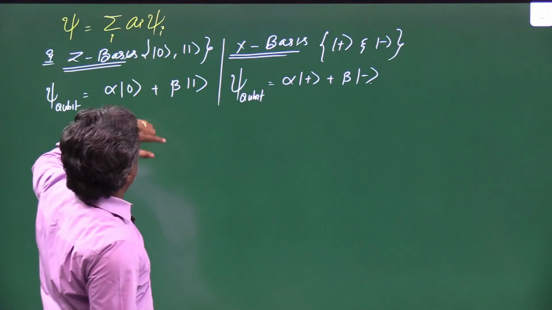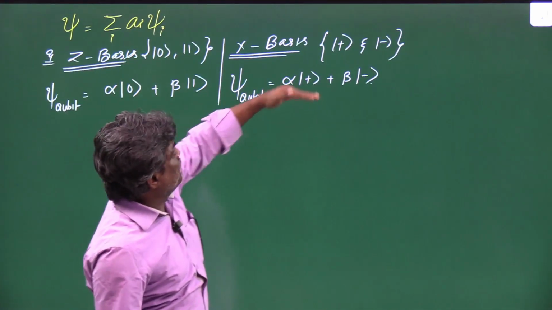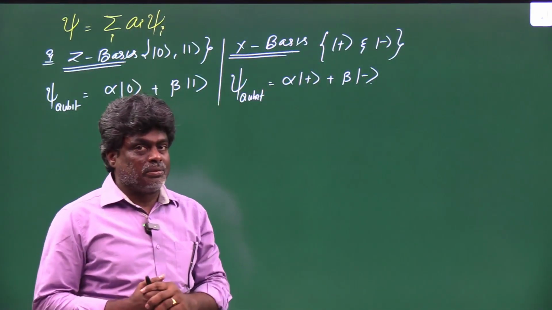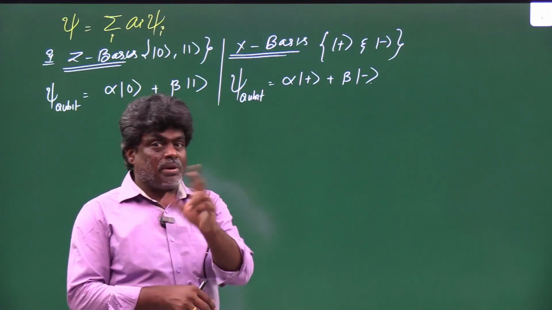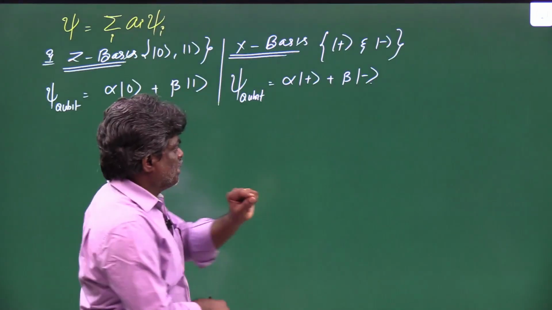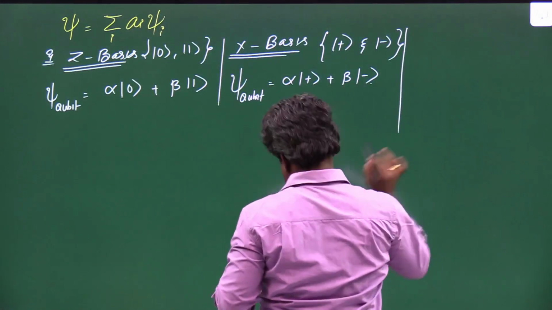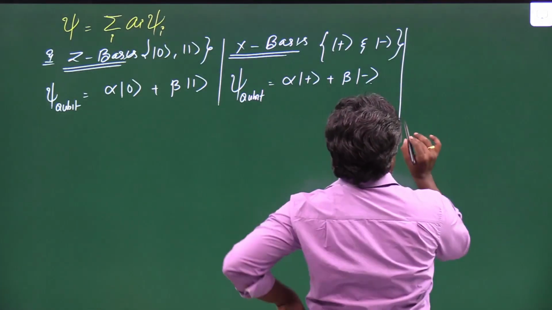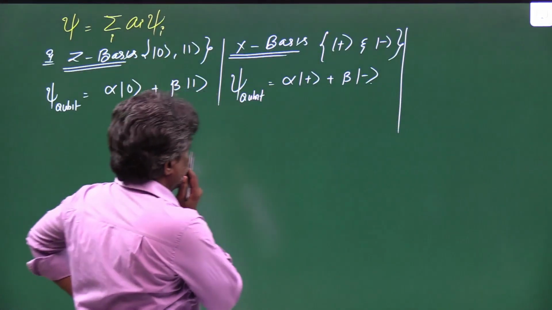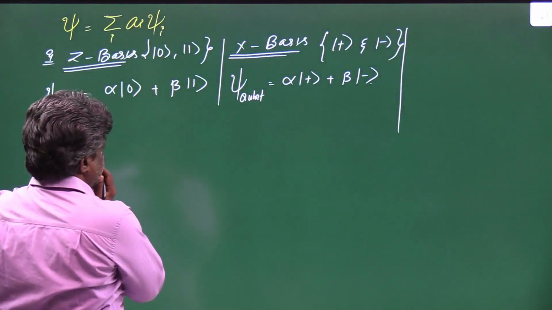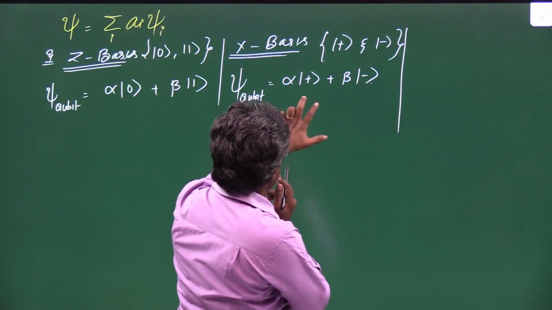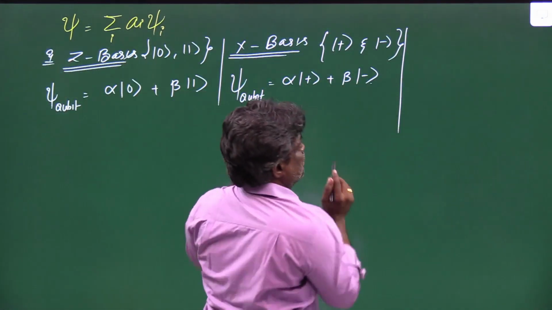This is the qubit in the Z basis. This is the qubit in the X basis. Earlier I told you, sir, we can convert from one basis to another basis. So let us try this also. Psi is equal to sigma over i of a_i psi_i. That's all. This will be very useful for the next one.